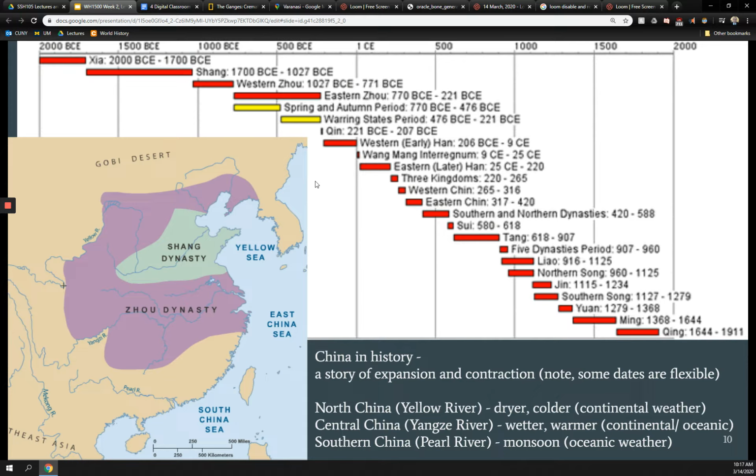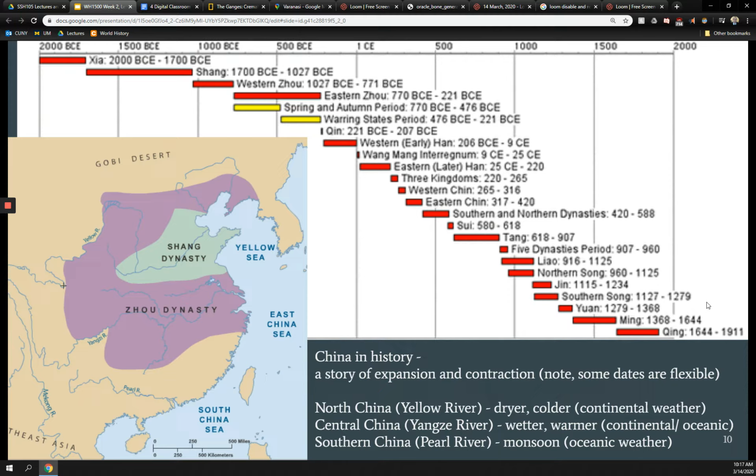And there are other times, for example, when a dynasty might be split in half, like the Song Dynasty. It's split in half between the northern Song and the southern Song. You can see that here, from 960 to 1279. We'll get to that much later, a few more weeks from now. So China is a story of expansion and contraction.